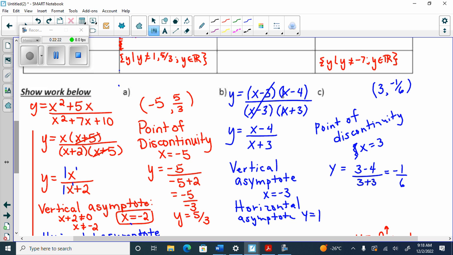If we sketch the graph of x minus 4, we should have an open dot at 3 and negative 1/6, and vertical and horizontal asymptotes at negative 3 and 1. Our domain is x can't equal plus or minus 3, and our range can't equal 1 and negative 1/6, right? Okay.